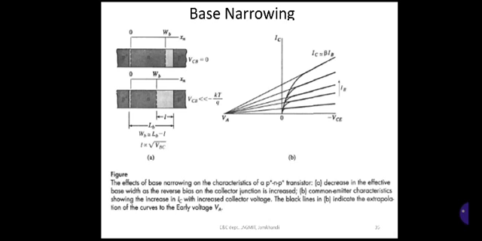So for a P plus N P plus device, as we are seeing in this figure A, we can approximate the length L of the collector junction depletion region in the N material, and it is given by L is equal to (2 epsilon VBC by QND) to the power of half.